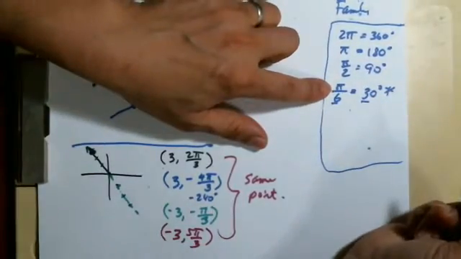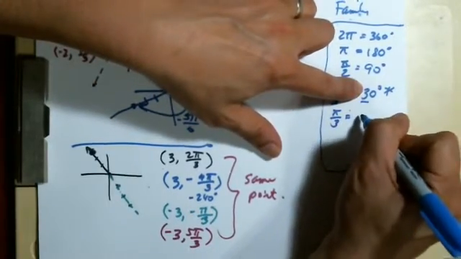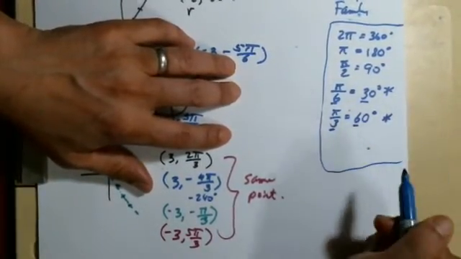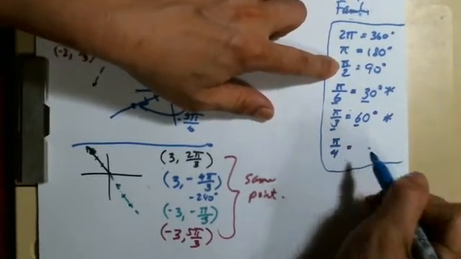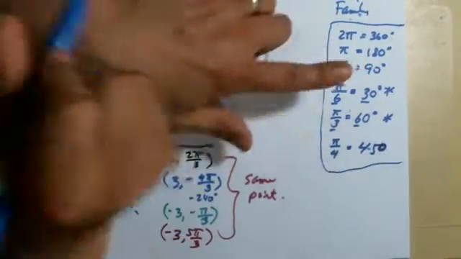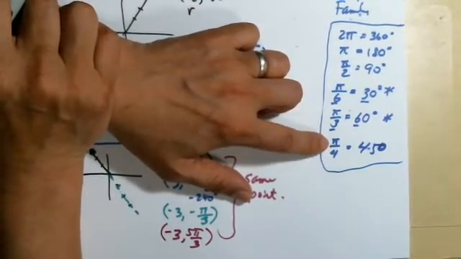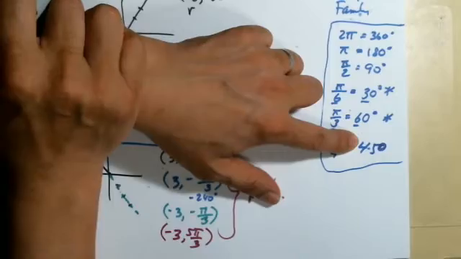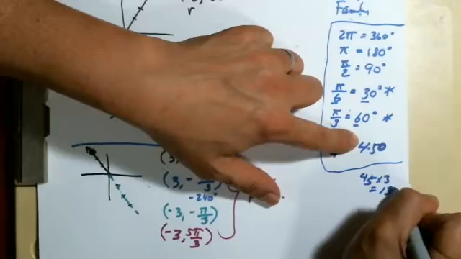Double this, you get 2π/6, which is the same thing as π/3, which is equal to double 30 degrees. It's going to be 60 degrees. Memorize this as well. Notice that the 3 and the 6 interchange. Take half of π/2, which is π/4. Half of 90 degrees is 45 degrees. So if I have 3π/4, I multiply this by 3. I know my multiples of 45. 45, 90, 135. So 45 times 3 equals 135 degrees.